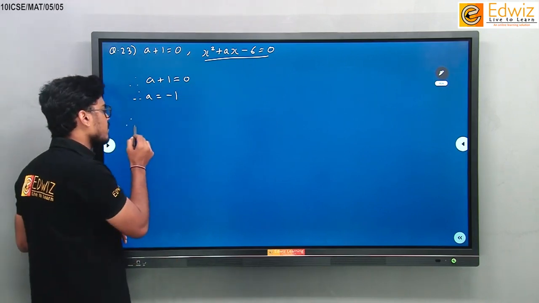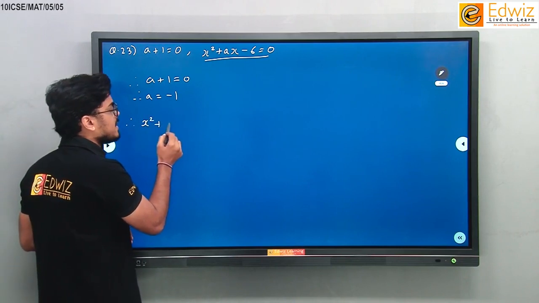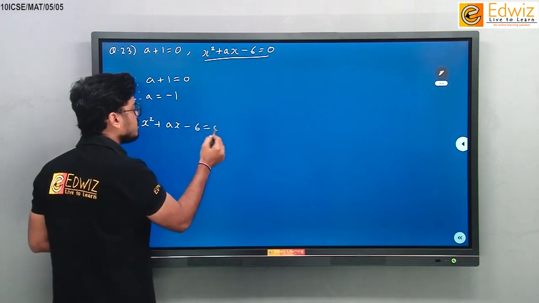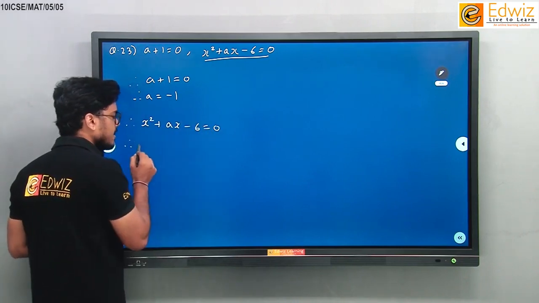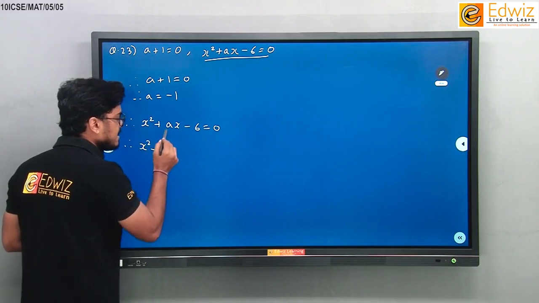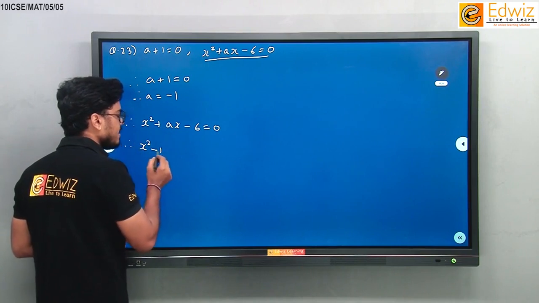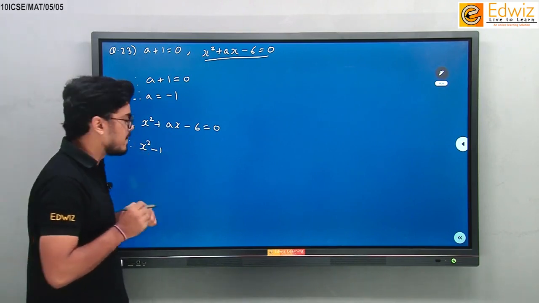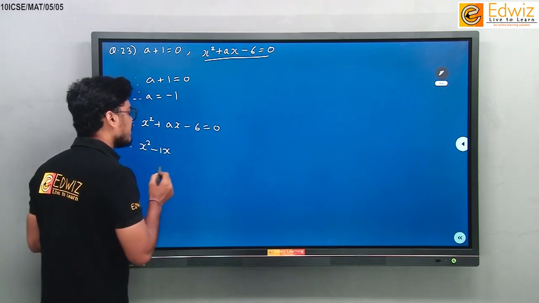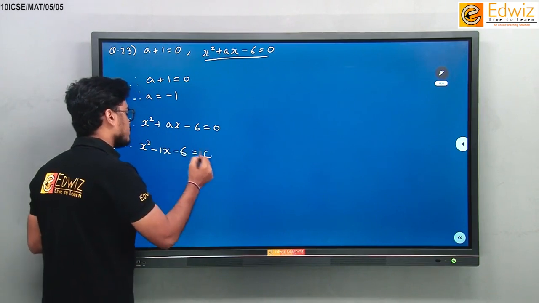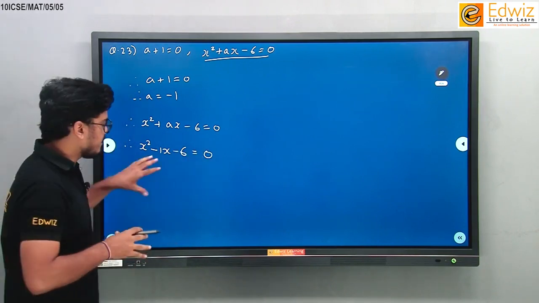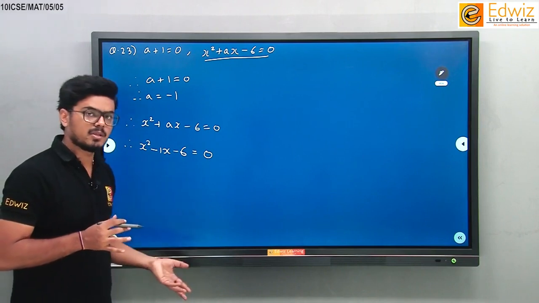So therefore x square plus ax minus 6 equal to 0, which is our equation, becomes x square minus 1x, a is minus 1, right? So 1 into positive sign, minus sign into positive sign will become negative, minus 1x minus 6 equal to 0. This is our equation. Now it is a very simple quadratic equation which you need to solve.